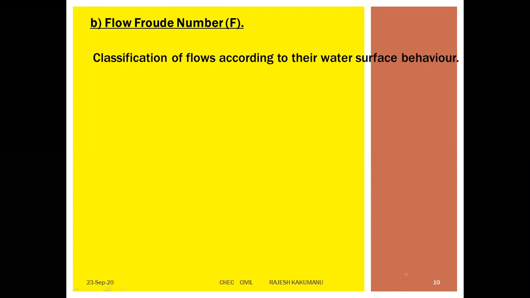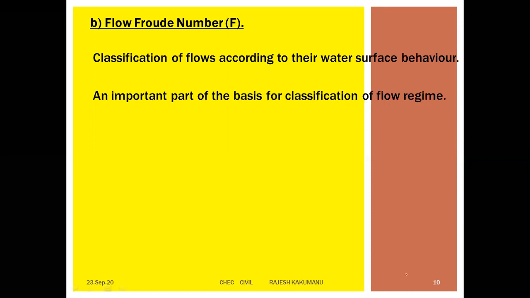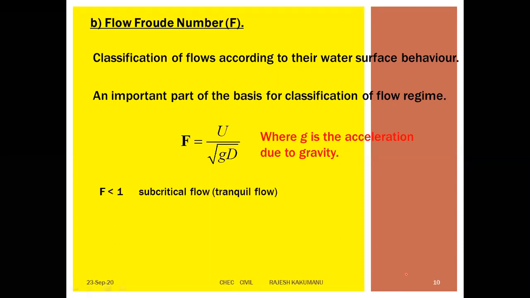Next, category below. In the initial slides we discussed the Reynolds number. Now we'll discuss the Froude's number F, the classification of flows according to the water surface behavior. An important basis of classification of flow regime, the Froude's number F is equal to u by root of gd, where g is the acceleration due to gravity.